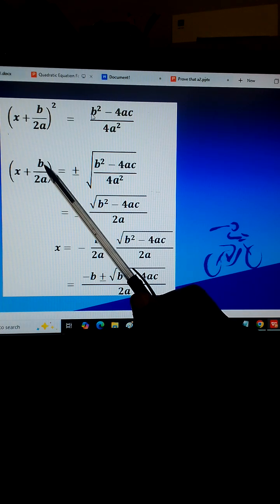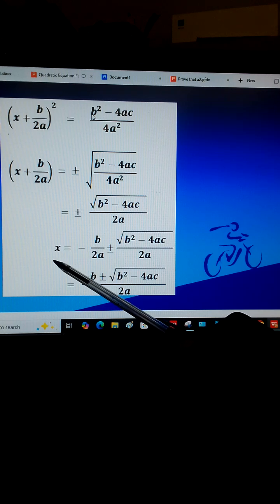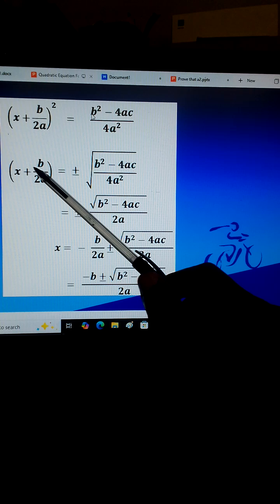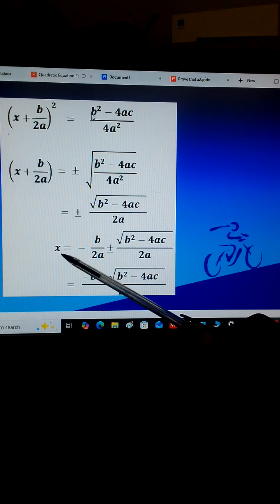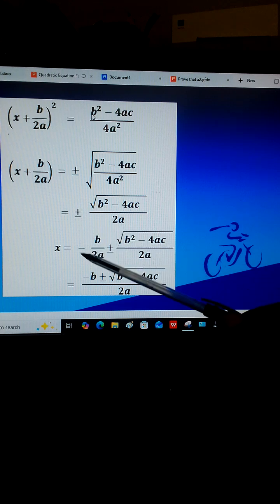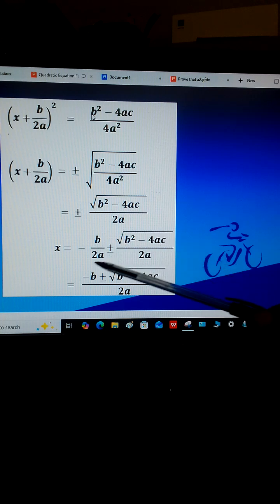Okay, now what do we do now? We can subtract b over 2a from both sides because we want to remain with the x. We want to make x the subject of the equation. So you subtract b over 2a from both sides. So we remain with the x on the left hand side is equal to minus b over 2a. So when this one comes here, it becomes a minus b over 2a plus or minus this term. Alright? And after that, we can add the 2 because they have the same denominator. So that is minus b plus or minus the square root of b squared minus 4ac over 2a.